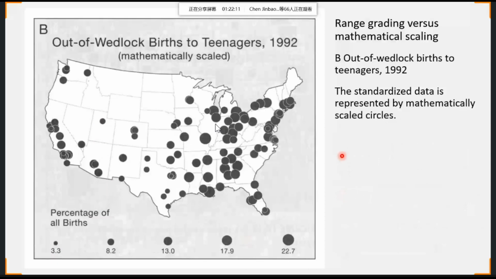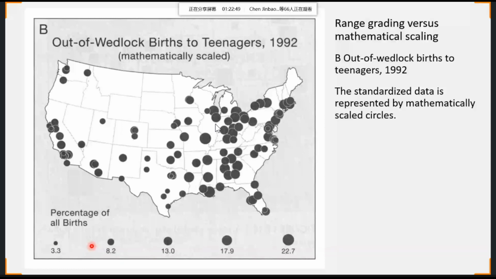Now this here is the same data. The standardized data is represented by mathematically scaled circles. So this is not range graded. You see the circle sizes. Each size now represents a certain number. So you have also in-between sizes, not just these 5 here in the legend. They just represent certain numbers as examples. But you have numbers in between, and therefore you have also sizes in between.